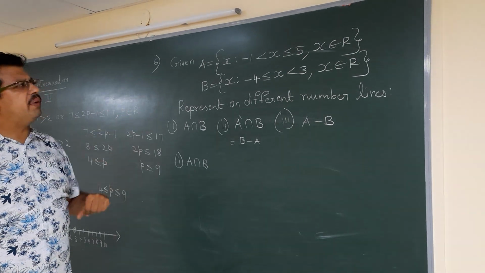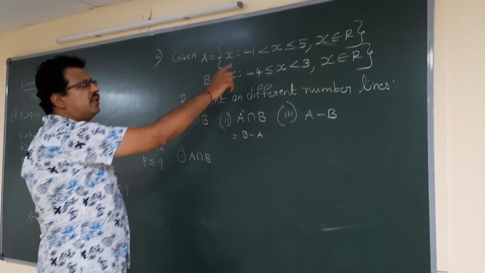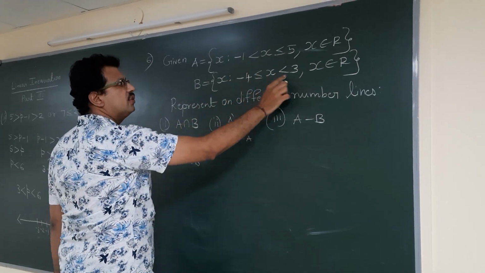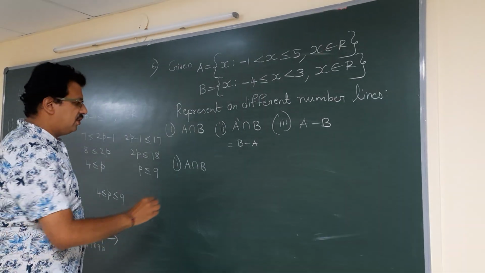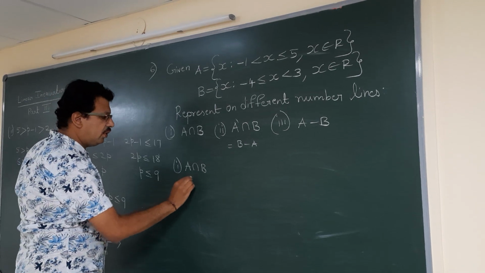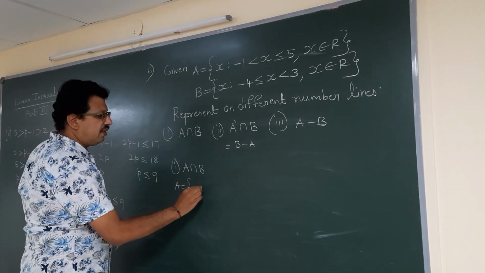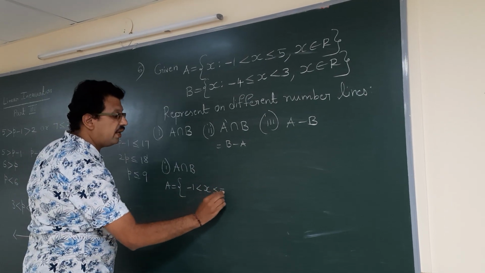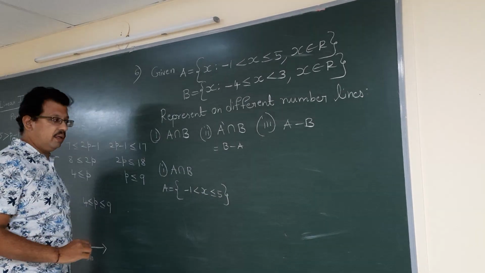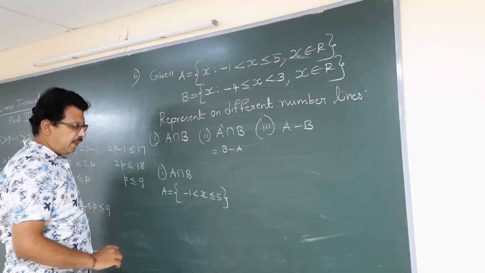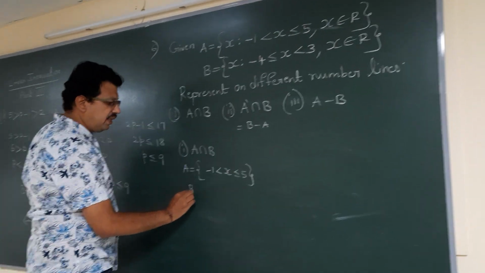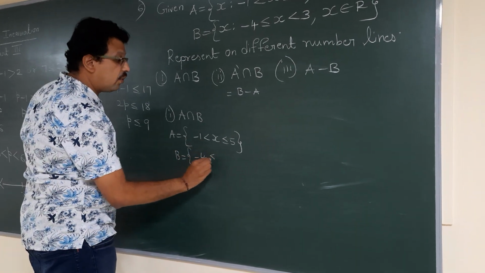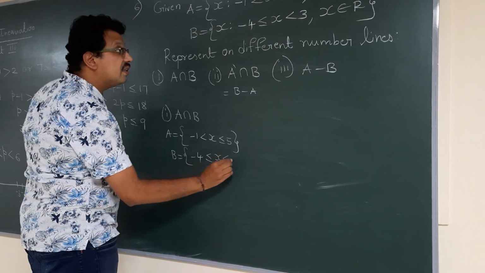Common. What is common? You can see, set A is minus 1 less than x less than or equal to 5. There is nothing to simplify here, children. You have to be very clear about it. See, I will just write this: A equals minus 1 less than x less than or equal to 5. And set B is minus 4 less than or equal to x less than 3.